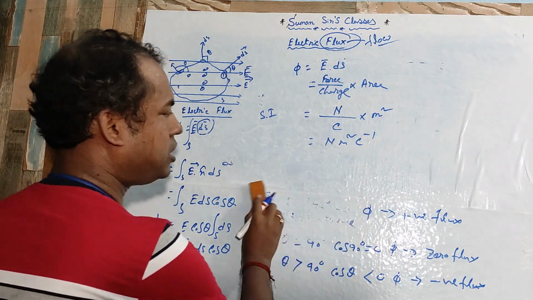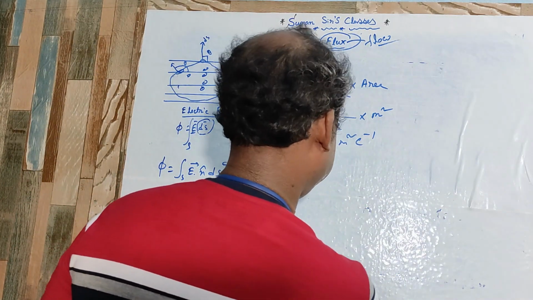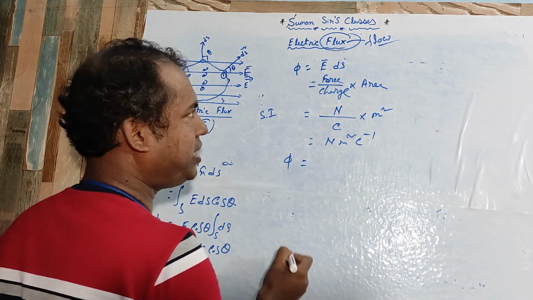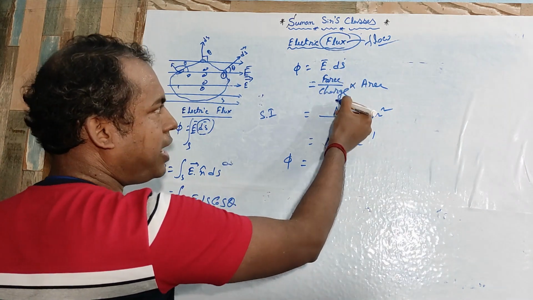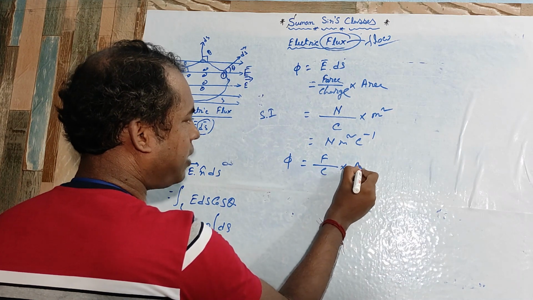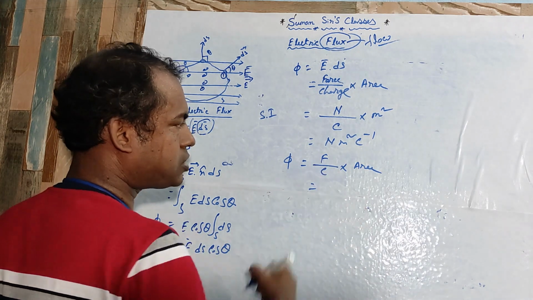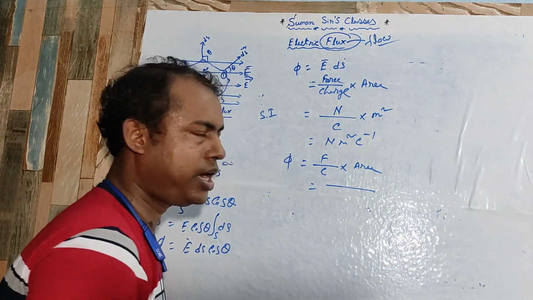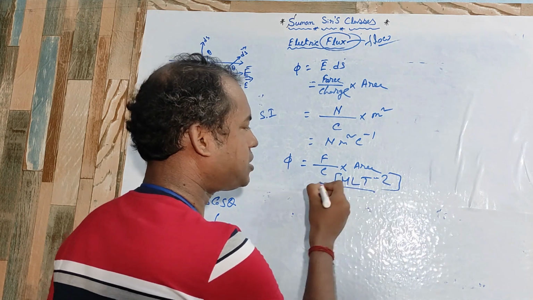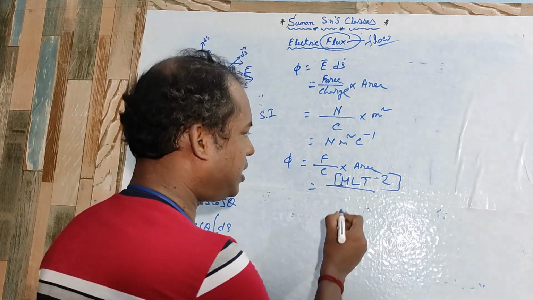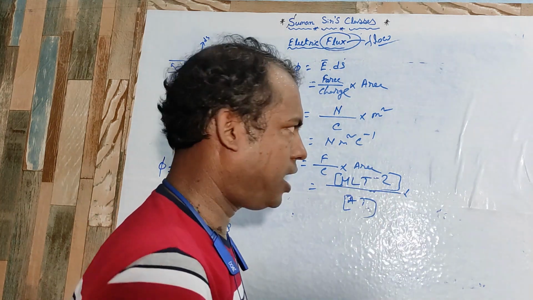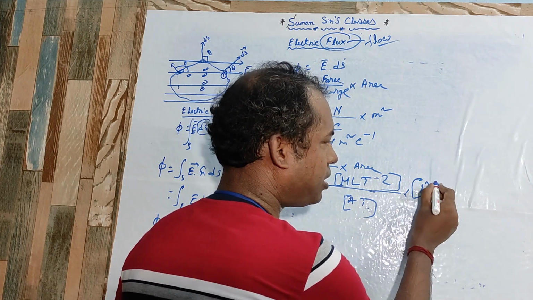Okay, now check out the dimension, the next part of this. So phi can be written in the form phi equals force by charge into area. So what is force? Force dimension is M L T to the power minus 2. What is C? That is the charge, dimension A T. And the next one is the area. Area is represented in the form L square.